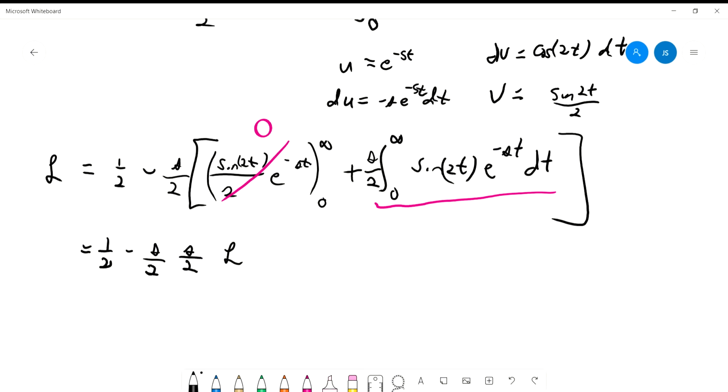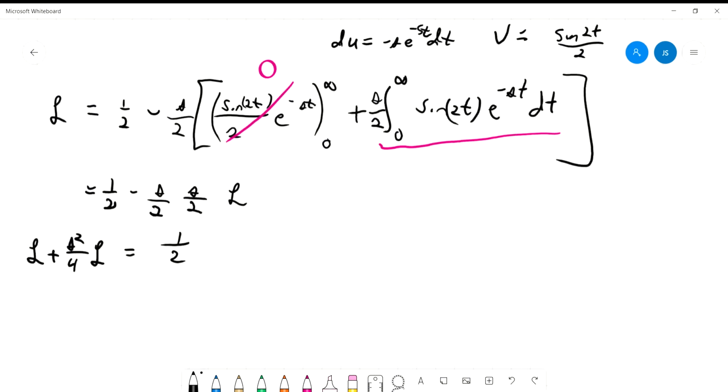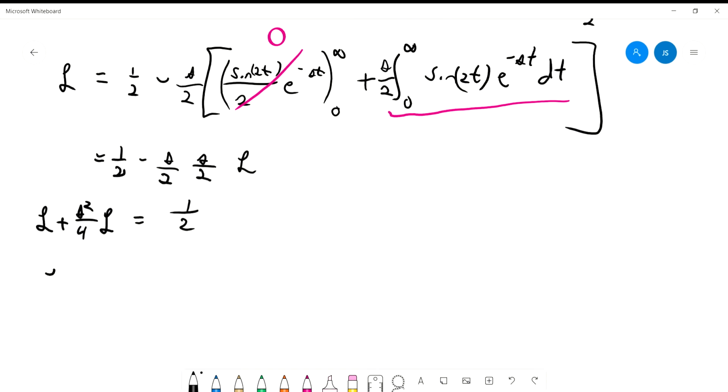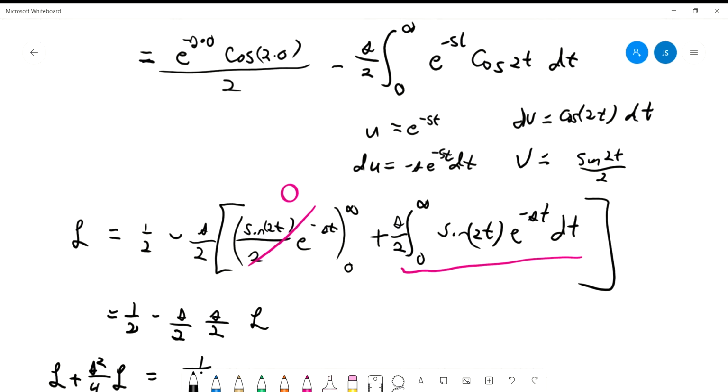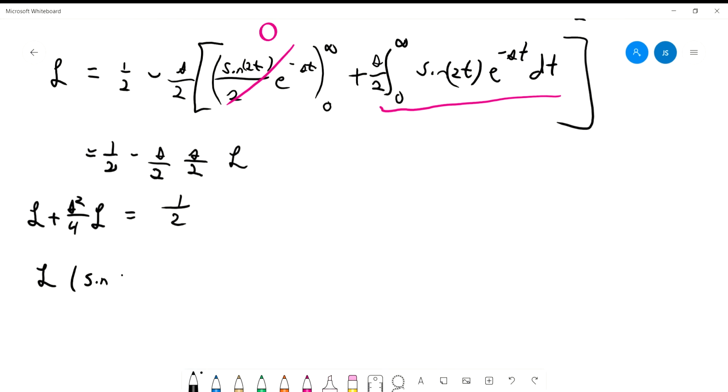So we add that s squared over 4 L to both sides, and you get L plus s squared over 4 L is equal to 1/2. And then factor out the L and divide both sides. So L, and this is L of sine of 2t, correct? Yes, sine of 2t, is equal to 1/2 over 1 plus s squared over 4, which we can write as 1 over 2 plus 2s squared.